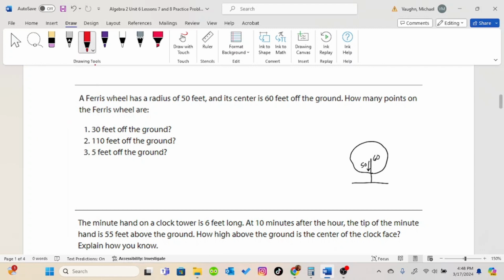And number 1 wants to know how many points there are 30 feet off the ground. Well, 30 feet off the ground would be halfway up the Ferris wheel. And since there's a 50-foot radius, the bottom of the Ferris wheel is going to be at 10 feet. So we're going to have a point in quadrant 4 that's 30 feet, and we're going to have a point in quadrant 3 that is also 30 feet. So there are 2 points.